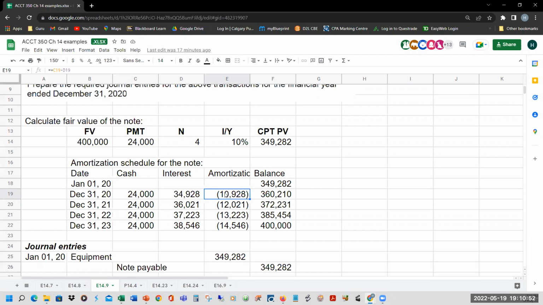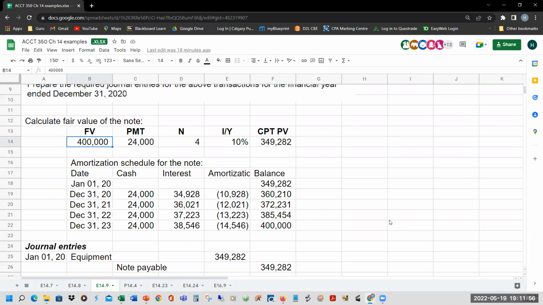Now that $10,928 of cash that is falling short in its interest payment doesn't get forgotten or forgiven. It simply gets added to what it owes to the other party. So your note value that you began with, the 349,282, goes up by $10,928 to hit 360,210. You carry out this exercise again the next year. We paid $24,000, but our interest expense should be 10% of 360,210. We're again falling short. Don't worry, increase the note. And you keep doing that until you hit the end of the fourth year, when the note balance will be 400,000. And that's what you want to happen, because the company will actually have to pay $400,000 at the end of the fourth year. So that's where it'll hit.